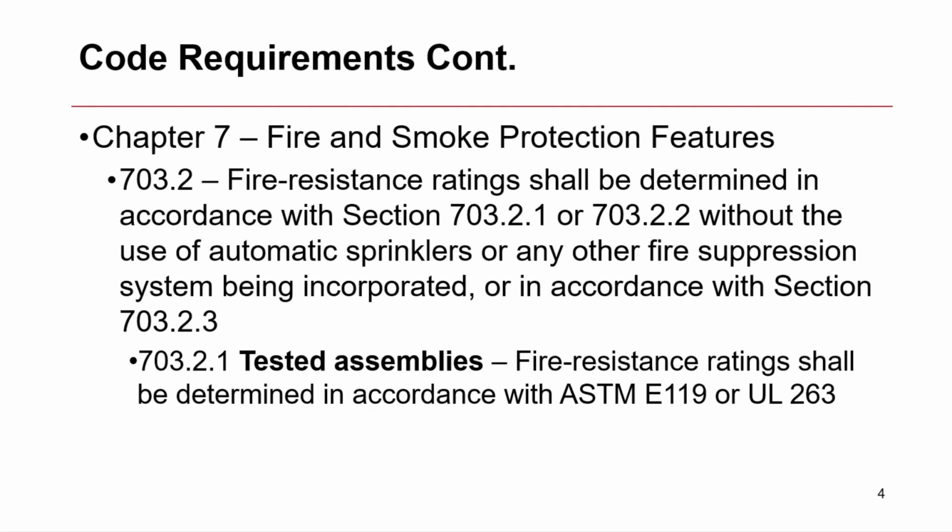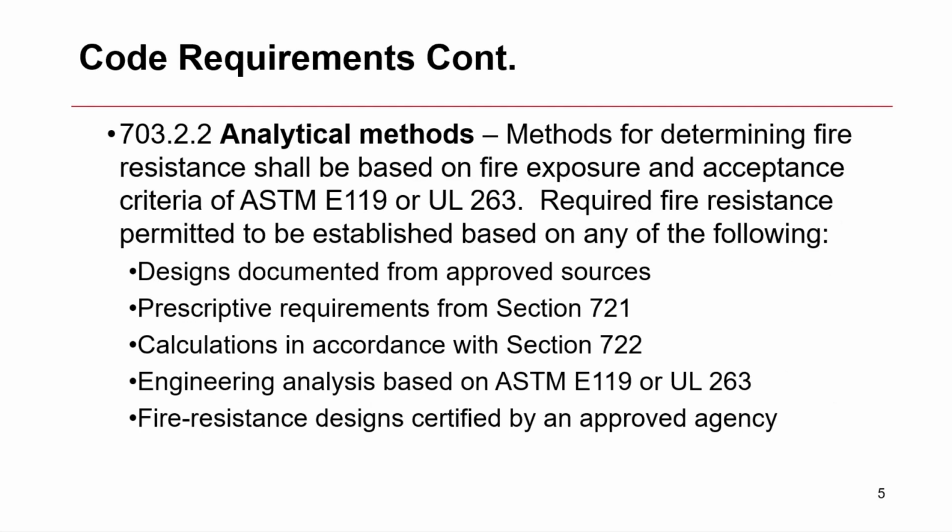So the first of those methods references tested assemblies. It simply states fire resistance ratings shall be determined in accordance with ASTM E119 or UL 263. So the design professional simply provides a copy of the report showing the assembly was tested to one of those two standards, and that is the method of showing compliance. Is that practical? Probably not. So fortunately, the code gives some additional methods.